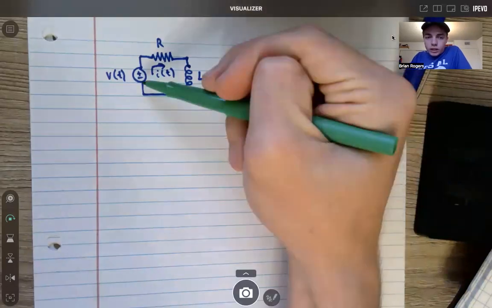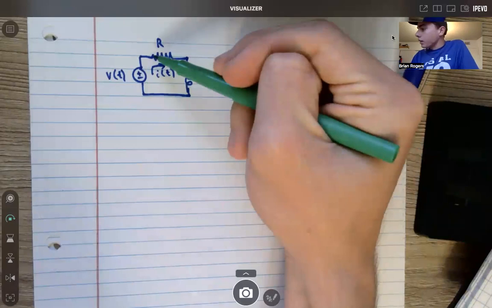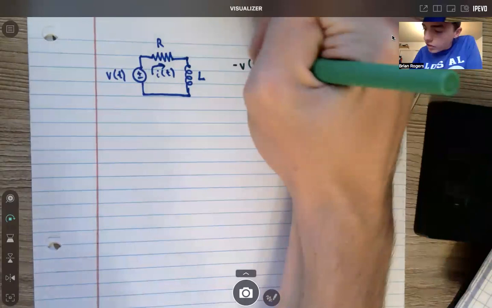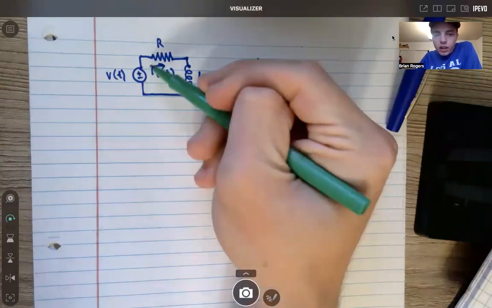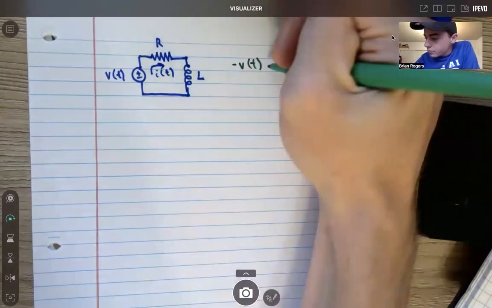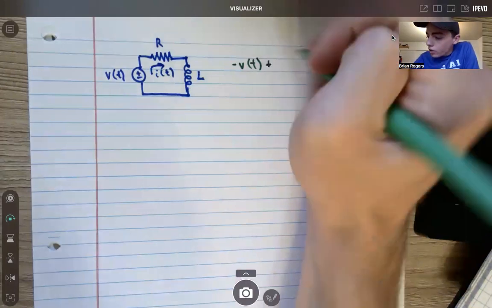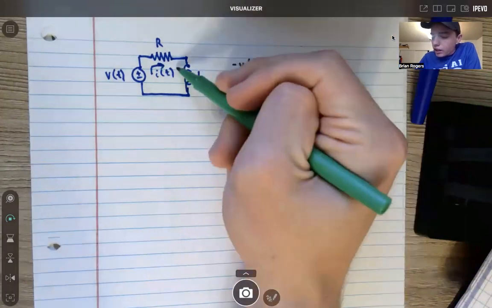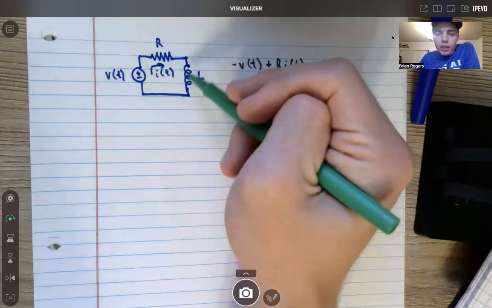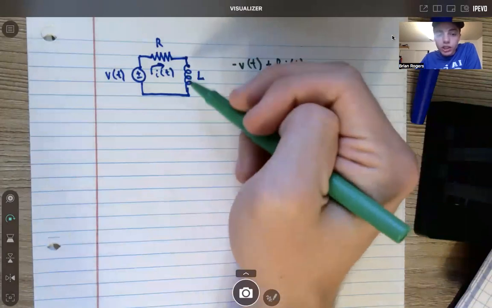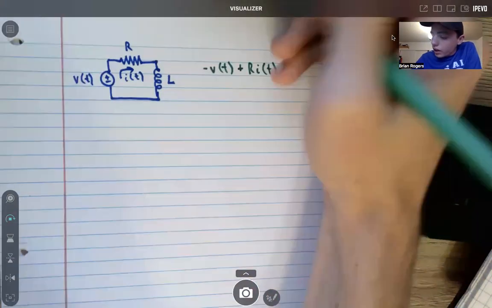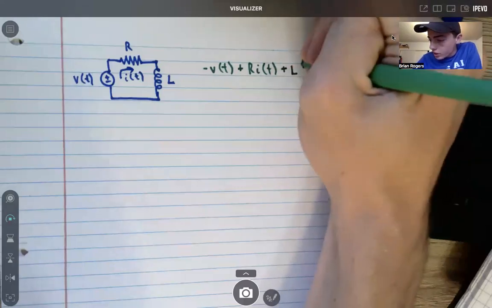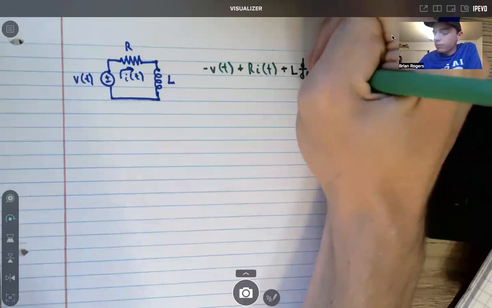If I'm going up a voltage rise, that's going to be a negative voltage. So I'm going to have negative V of t as I'm going through, because it goes up a voltage rise, plus R times I of t, because the current travels through a resistor and causes a voltage drop. And then the other voltage drop: remember ELI the ICEman, E was the old notation for voltage, and the derivative is always the last one. So ELI, the old symbol for voltage, L di/dt, equals 0.